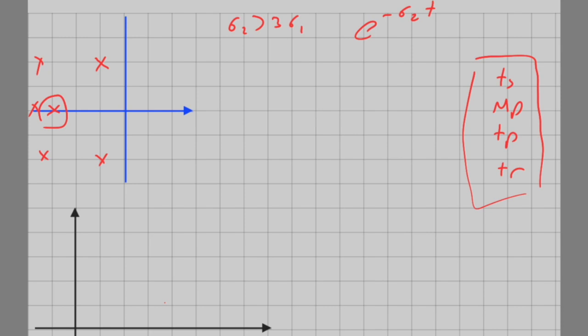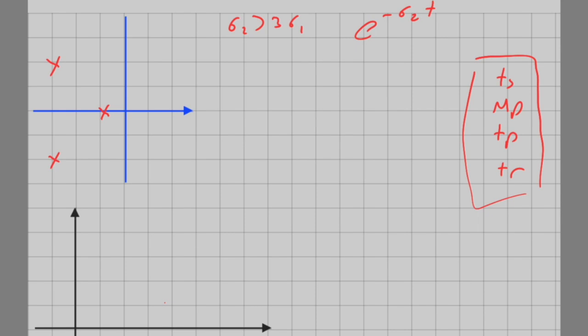Let's talk about a different case. Let's assume that we have a single pole here, and a double pole or complex conjugate pair there. So we have a similar story, but now the pole that is closer to the imaginary axis is real. The poles that are away from the imaginary axis are complex conjugate.